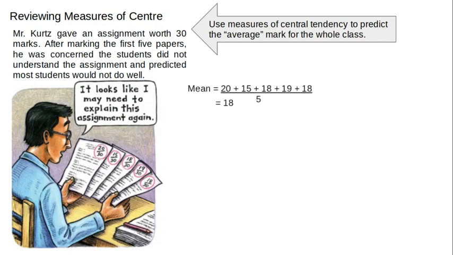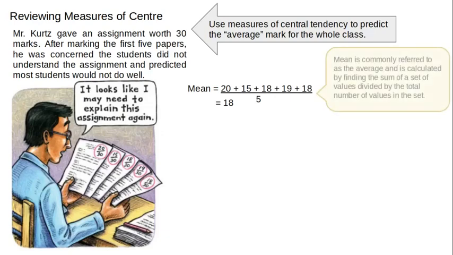The first measure of central tendency is the mean. Here, we took the total scores of the first 5 students and divided it by the number of students, which gave us a mean of 18. Mean is commonly referred to as the average and is calculated by finding the sum of a set of values divided by the total number of values in the set.